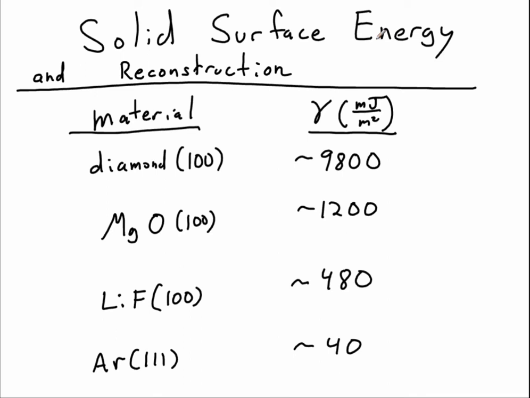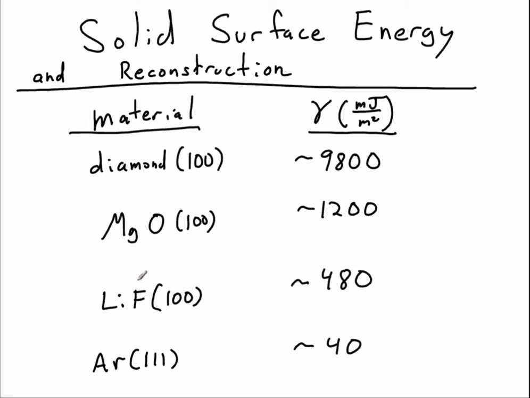Let's examine a few trends in solid surface energy and then look at some ways that surfaces use to mitigate the energy cost of creating surfaces. If we look at this table, we can see at the very bottom we have solid argon. So we know argon's a noble gas. If we get it cold enough, we can solidify it. And we can see this is an extremely low number for the surface energy. And that makes sense because the argon atoms in argon solid are just held together by dispersion forces, so relatively weak. If we look at lithium fluoride, it's quite a bit higher.